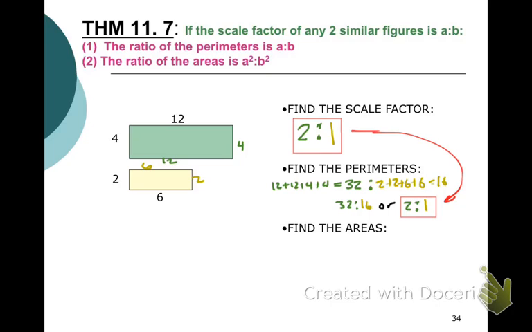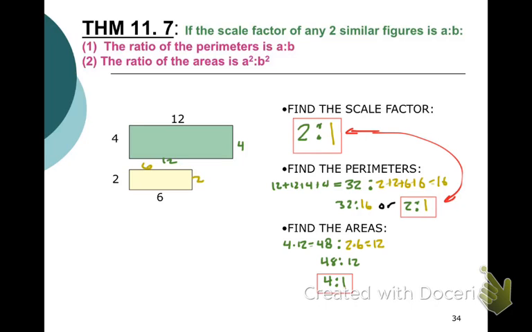What is the area of the top rectangle? 48. What's the area of the bottom rectangle? 12. So what's the ratio of their areas? 48 to 12, which is 4 to 1. Which is what we said, that if you have a scale factor of 2 to 1, then the ratio of the areas is A squared to B squared, or 4 to 1. So it's the previous ratio squared.